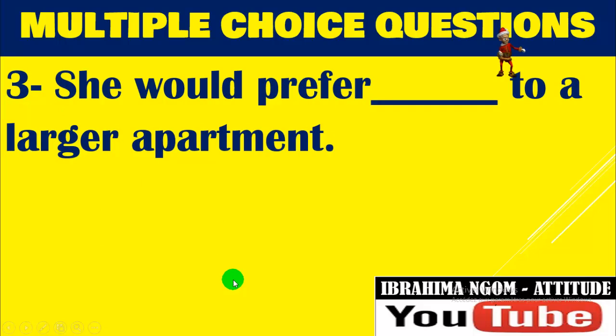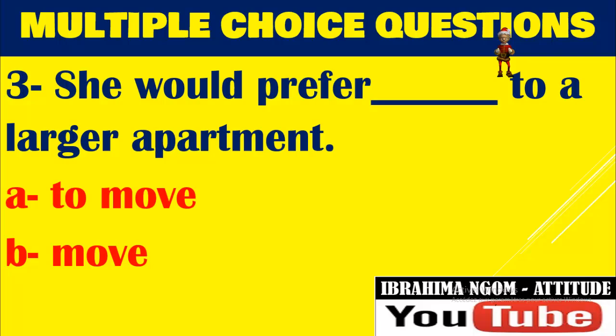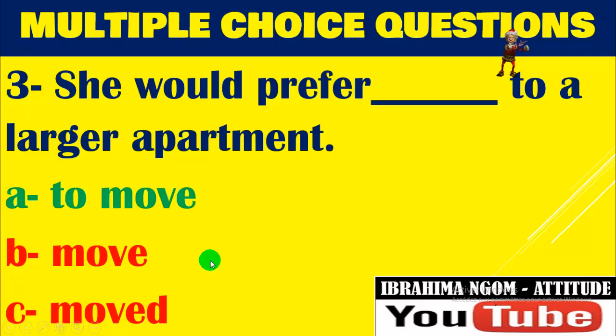She would prefer to move to a large apartment. She would prefer move. She would prefer moved. Remember, prefer and would prefer are followed by full infinitive or ing form. So here you have full infinitive, to move. She would prefer plus full infinitive or ing form. So to move is full infinitive. She would prefer to move to a larger apartment.